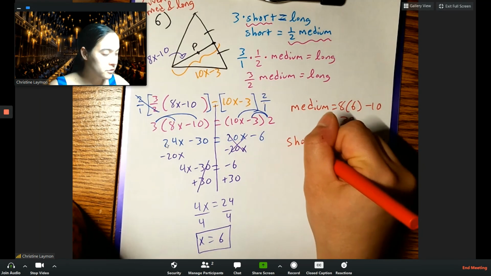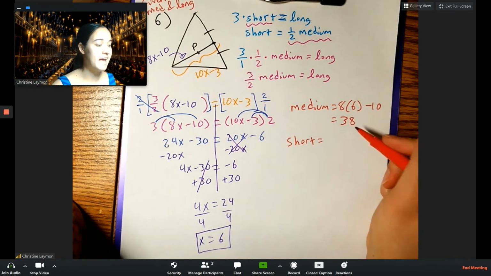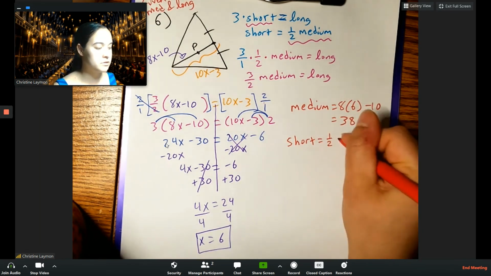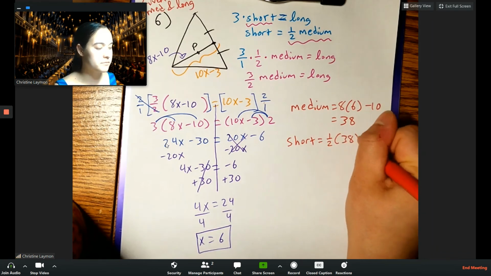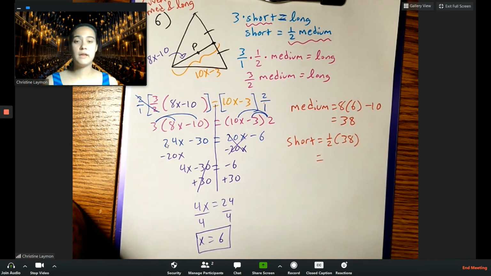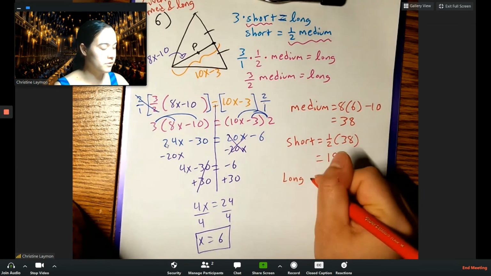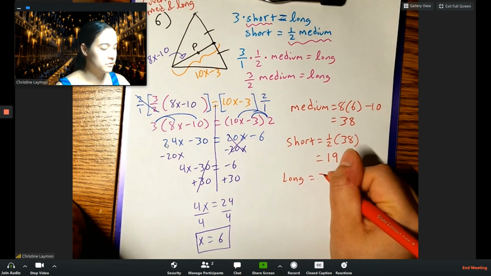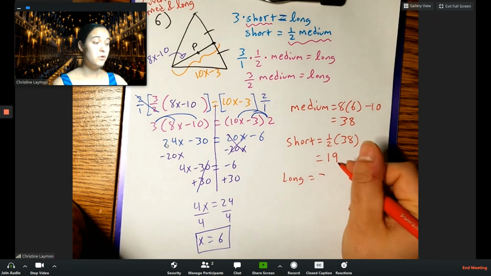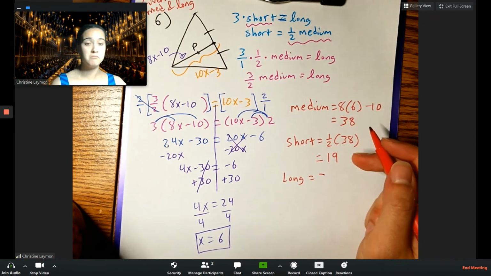Let's go after the short. Remember, short is half of the medium. So half of 38. And half of 38 is 19. So short is 19. Finally, let's come back through for long. Long is 3 times the short, or I could do short plus medium, up to you.